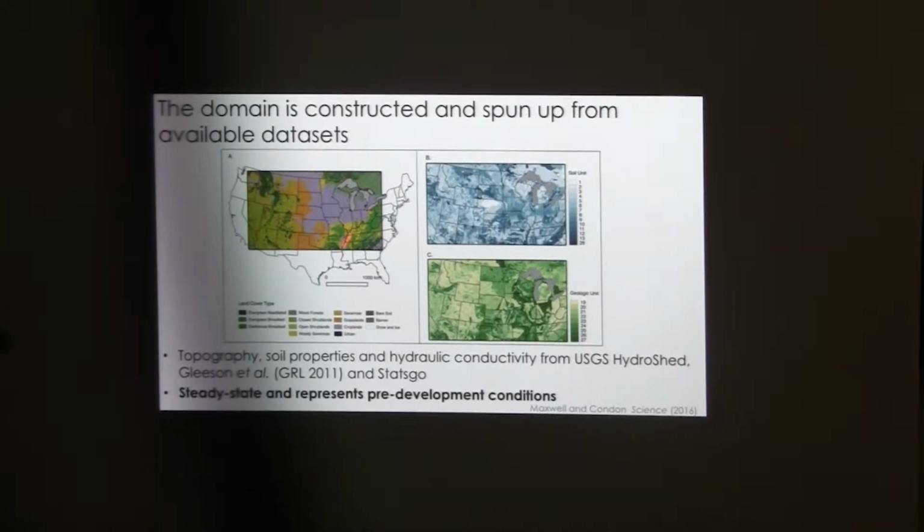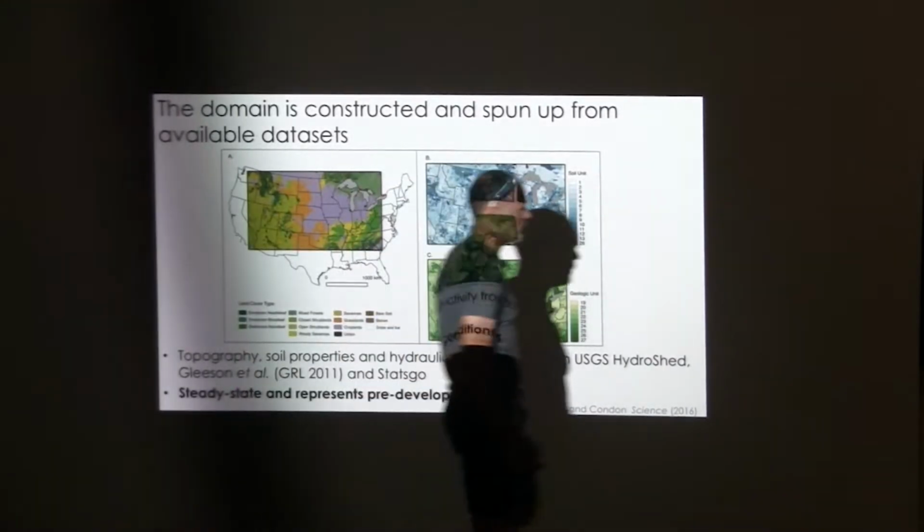So we used standard land cover, STATSGO soil, and then we used HydroSHEDS, and we used the now GLHYMPS, Gleeson et al. This was an older version, but same idea, for subsurface properties. And this represents, of course, steady state. Well, this actually represents pre-development conditions, and what I'm going to show you is a fully transient simulation.